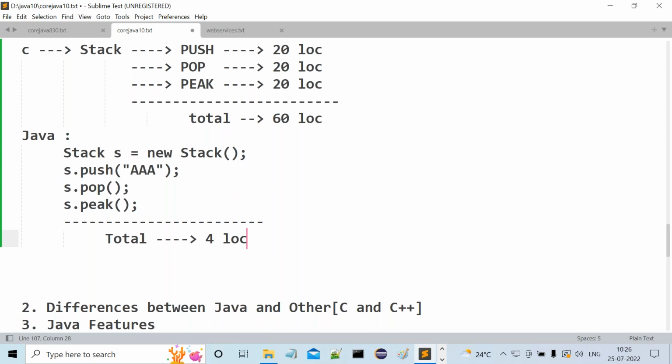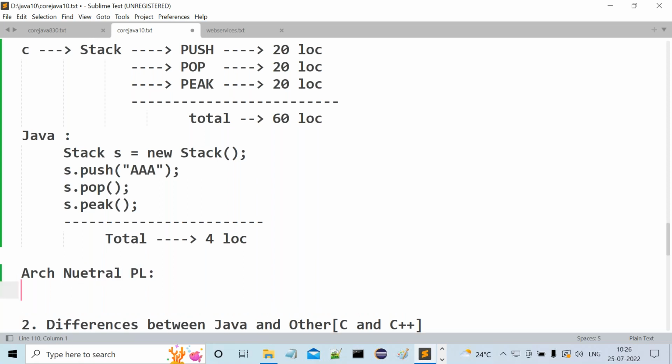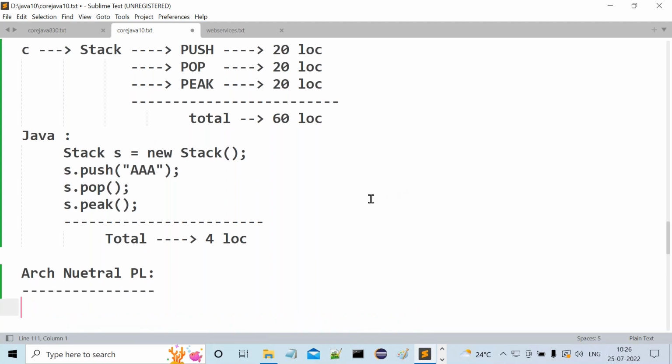Yes, sir. Are all of you following? Are all of you getting clarity? Nice. Next one is what? Then after that, the third point is the architectural neutral programming language. This one also we have to understand clearly. Architectural neutral programming language.